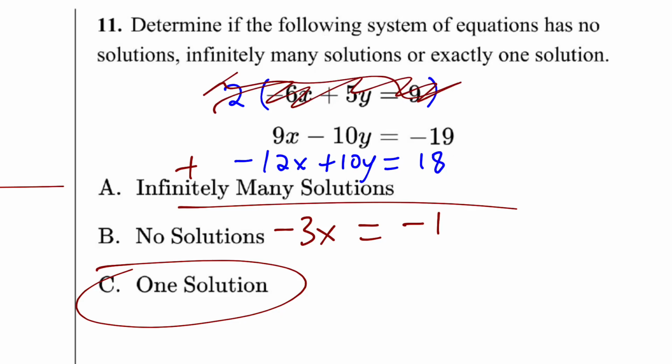And now I'm going to add straight up and down. And I can see that the y's are going to be eliminated. And then I have 9 minus 12 is negative 3x, and negative 19 plus 18 is negative 1.